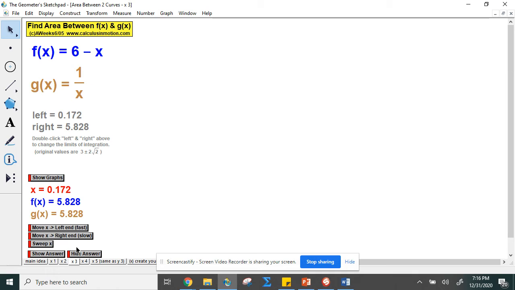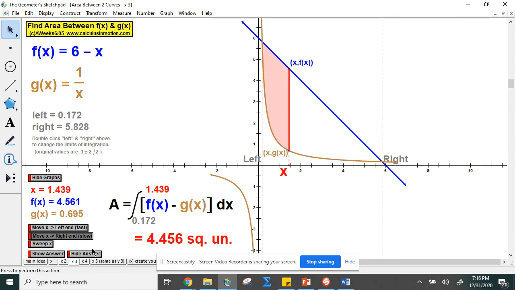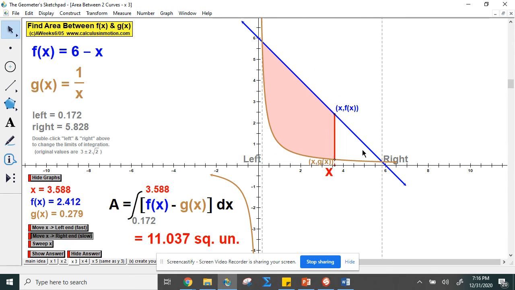Okay, here we go. So 6 minus x and then 1 over x. So let me show the graphs. Okay, so 6 minus x is the blue line and 1 over x is the tan line. Now let's see which one's on top and which one's on bottom. F of x is on top from that intersection all the way to this intersection. So f of x is on top the whole way. So when I show my answer, we're going to do f of x minus g of x. And as I continue, it's going to give me the total area until I get to my intersection point. My total area is 13.455.